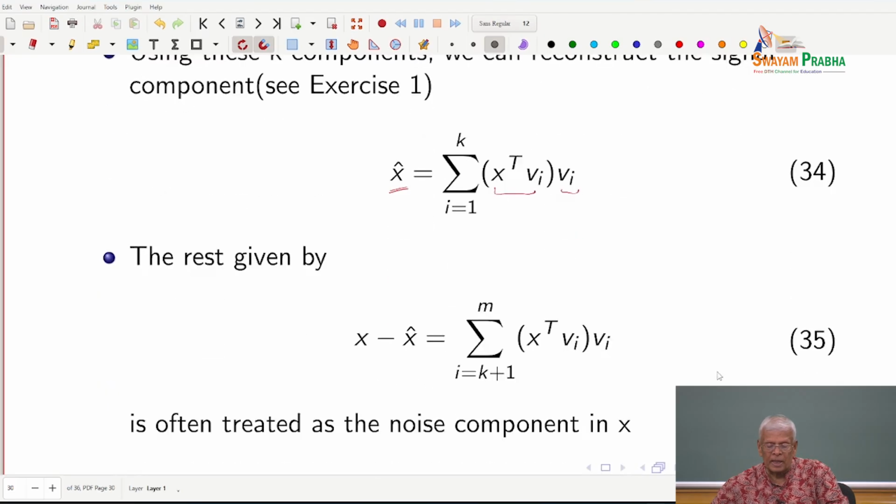The rest of it, X minus X hat, is going to contain the sum of similar quantities for i running from k plus 1 to m. This rest of it, as given in equation 35, is often considered as a noise component, because we do know the signal has been corrupted by noise. So you can see the role of PCA is to be able to separate the signal from the noise by doing this projection.